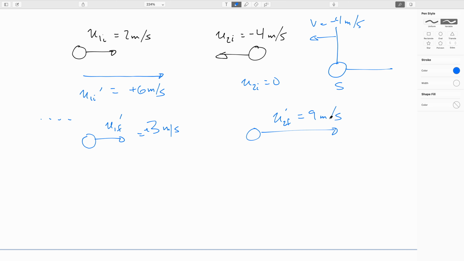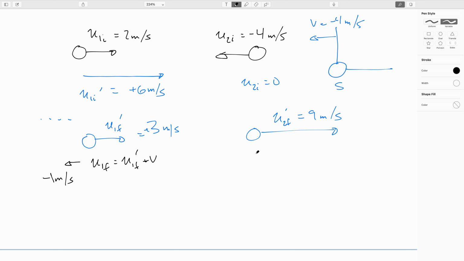All right. So then we could go back and figure out how fast S would see it move by adding in 4 meters per second. So, subtracting 4 meters per second. So after the collision, S would say it was bouncing to the left. U1 final would be equal to U1 final prime plus V. So that would be to the left at minus 1 meter per second after we add a negative 4.